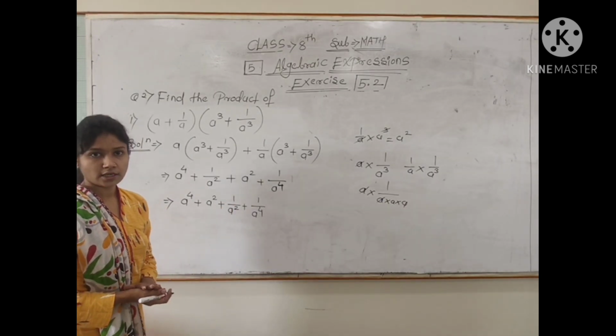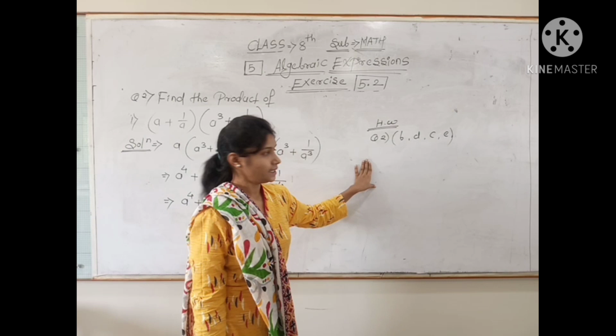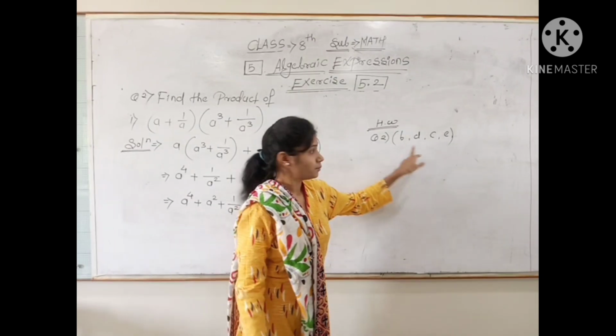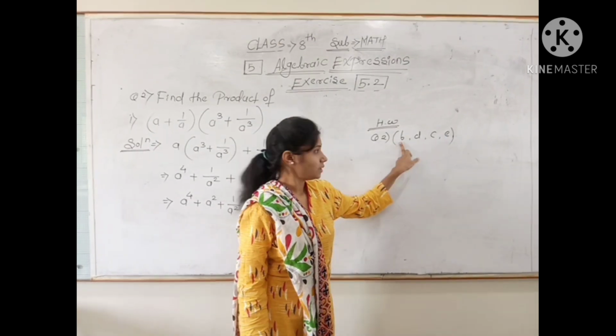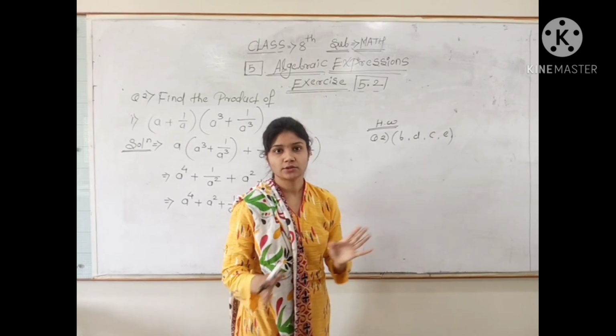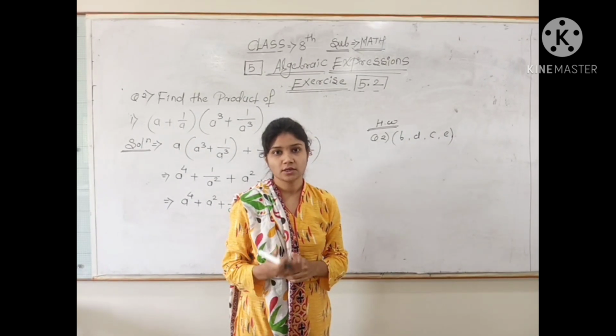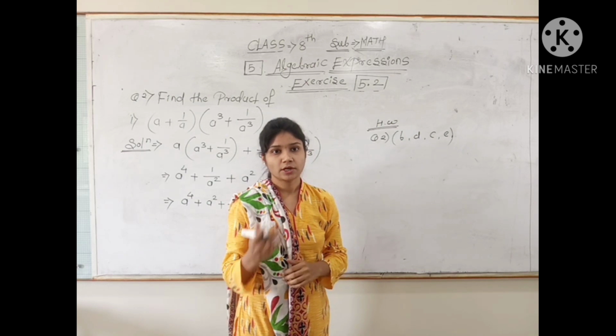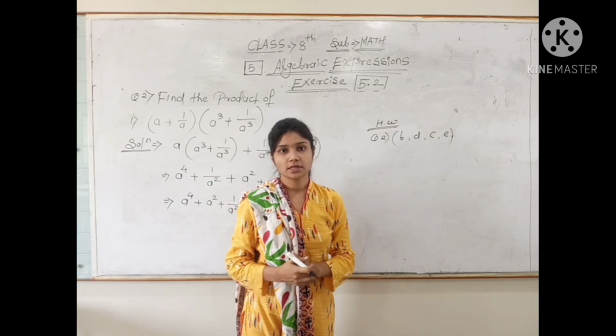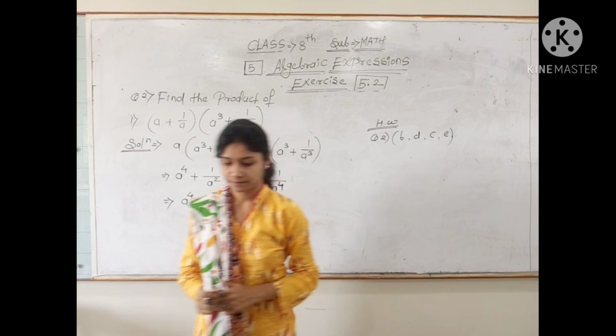Understand, student? Okay. Homework of question number 2: you have to solve only 4 examples, B, C, E, B, D, C, E. You have to solve these examples. Suppose you do not understand any question, then I will explain, but first you have to try. Then after that, the next question number 3.